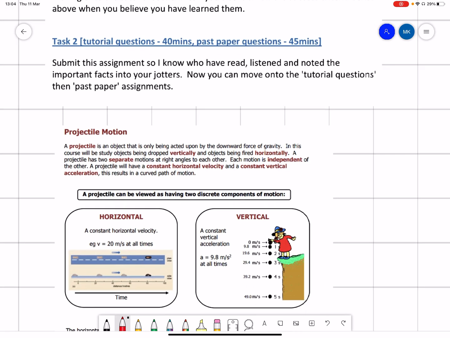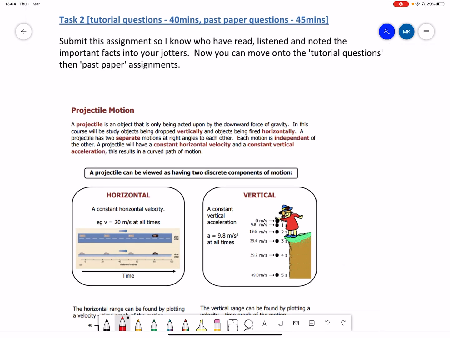Right, so let's talk about projectiles. A projectile is any object that is only being acted upon by the downward force of gravity. We all know gravity acts downwards. It's the force that keeps us on the ground. And we all know that that's 9.8 meters a second every second, so 9.8 meters per second squared.